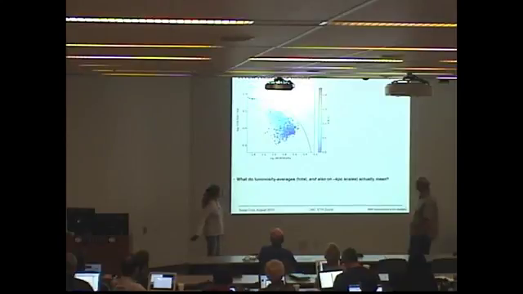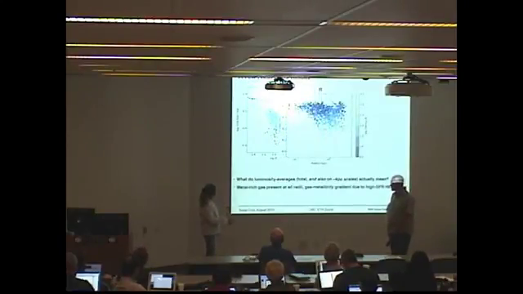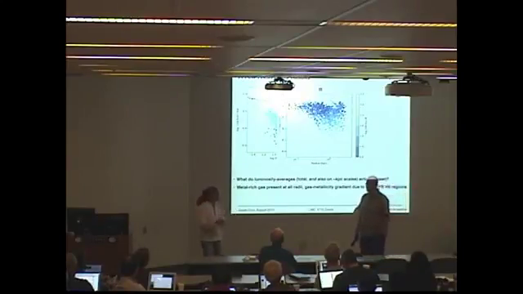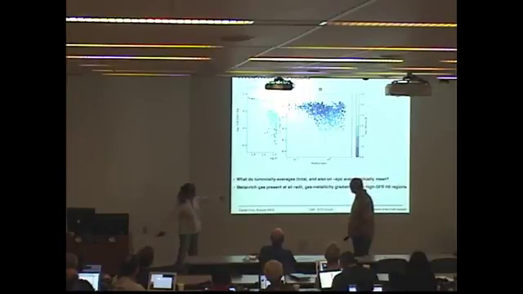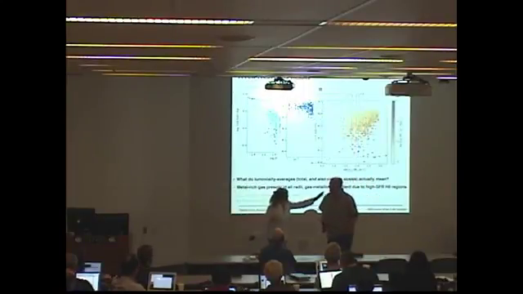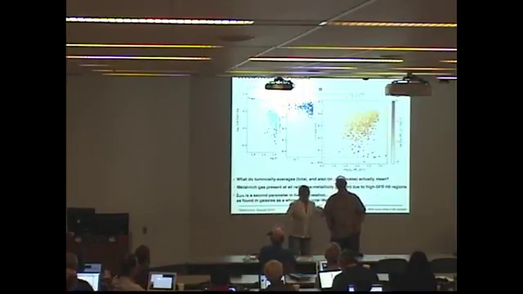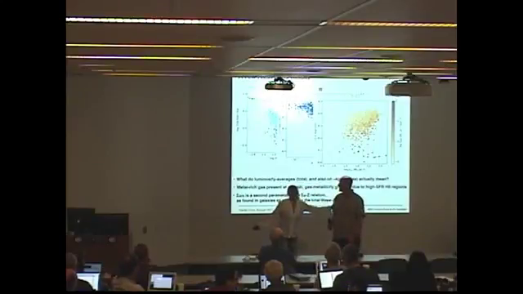I promise. So, for example, this is how you see the emission line ratios. So what do they mean when we do the averages not only over entire galaxies, but over kiloparsec patches? Metal-rich gas present at all radii, and the metallicity gradients being due only to high star formation.